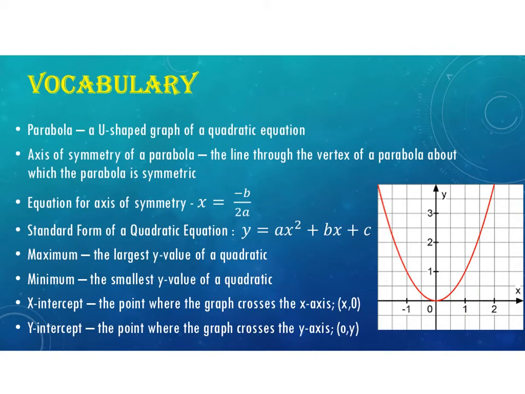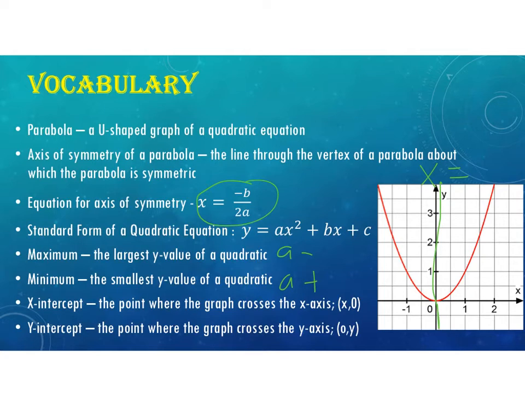For the vocabulary, if you already have this on your cheat sheet, you don't need to rewrite it. If you haven't filled in a cheat sheet or if you've lost it, I would write these down. We're going to be looking at parabolas, the U-shapes. Axis of symmetry is that invisible line that cuts the parabola in half. Make sure we write it x equals. We're going to be using this formula, negative b over 2a. We're going to be looking at maximums and minimums. This is found by using a. If a is negative, it's a max. If a is positive, it's a min.